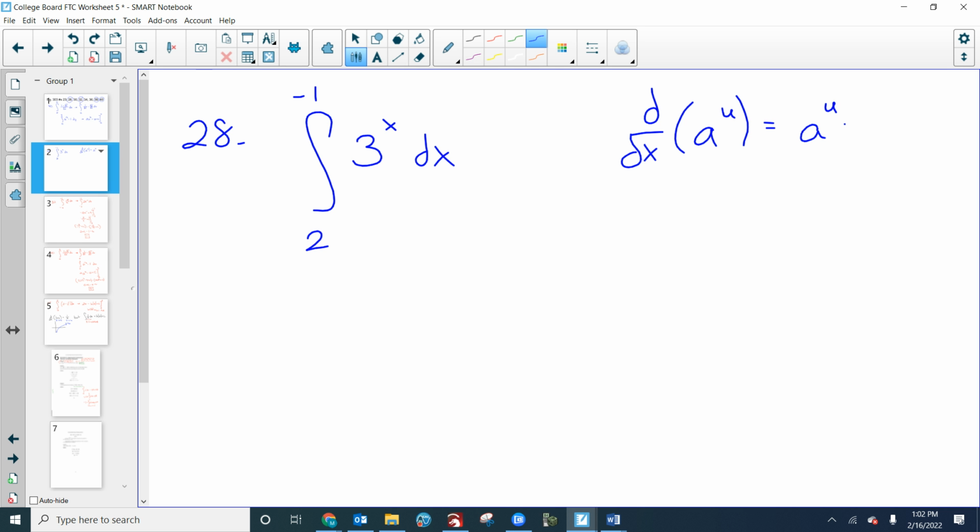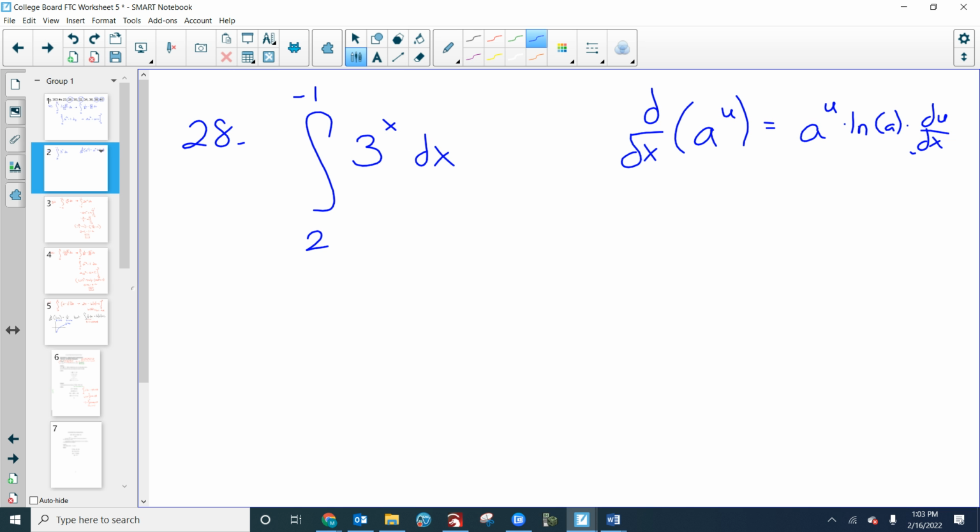A to the u times ln a times du dx, because u was a function of x. This is composite the way it's written. It wasn't a to the x. If it was a to the x, it would be a to the x times ln a times 1, because the derivative of x with respect to x is just 1. This allows for a chain rule.